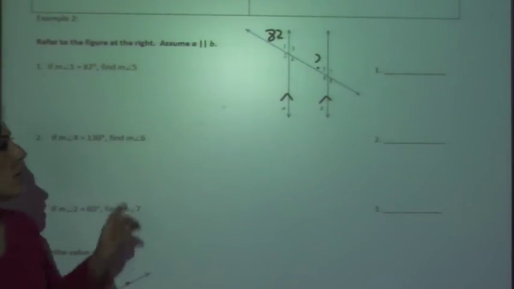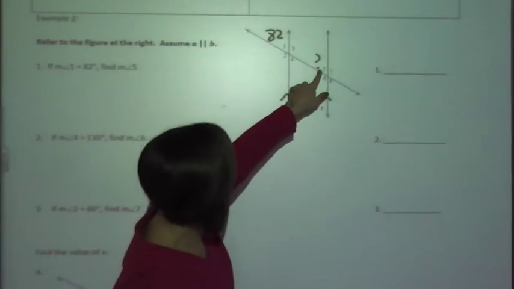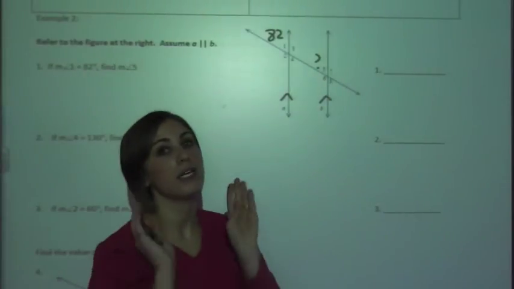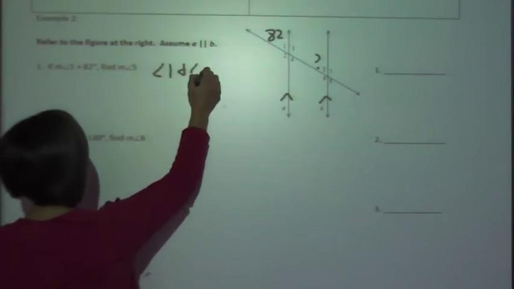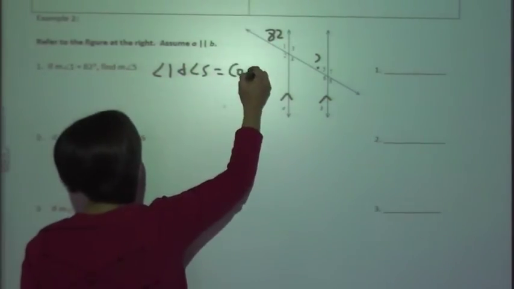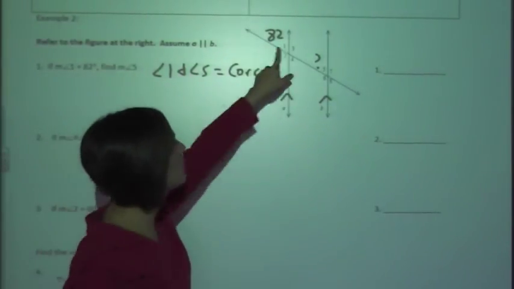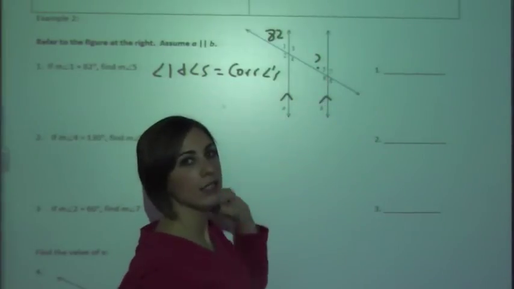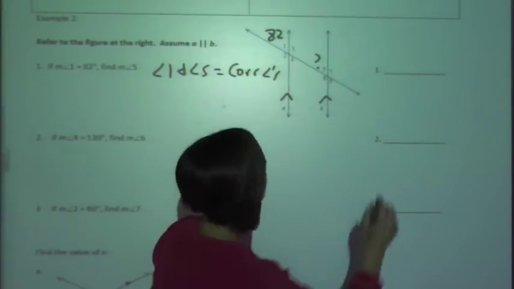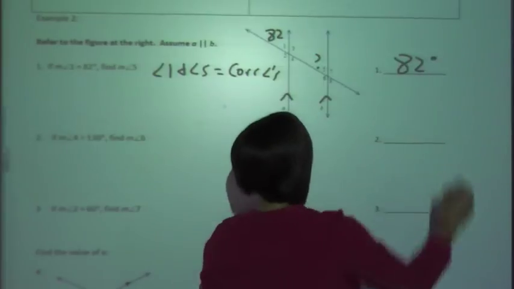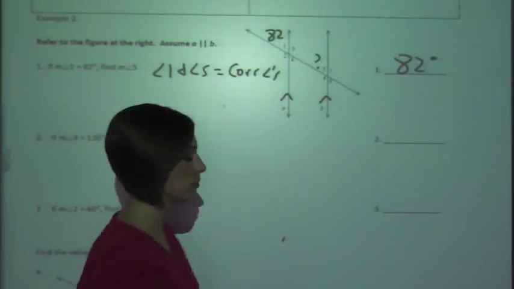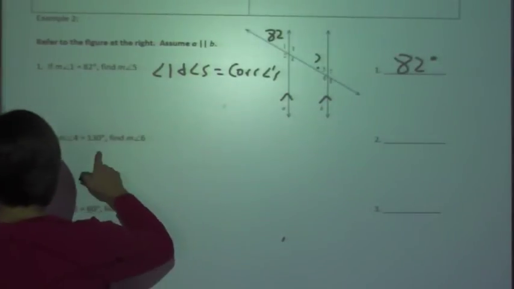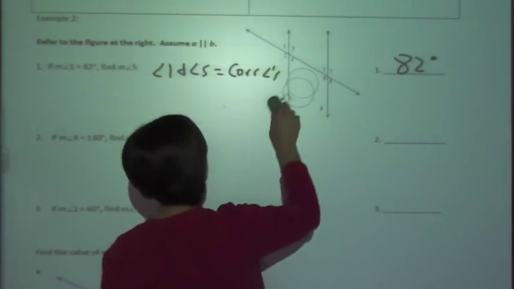Okay? Well, the measure of angle 5 and the measure of angle 1 are going to be congruent because angle 1 and angle 5 are corresponding angles. And when corresponding angles are formed by parallel lines, then the corresponding angles are congruent. So if 1 is 82, then 5 is also 82. Okay? Pause the video and see if you can figure out number 2.